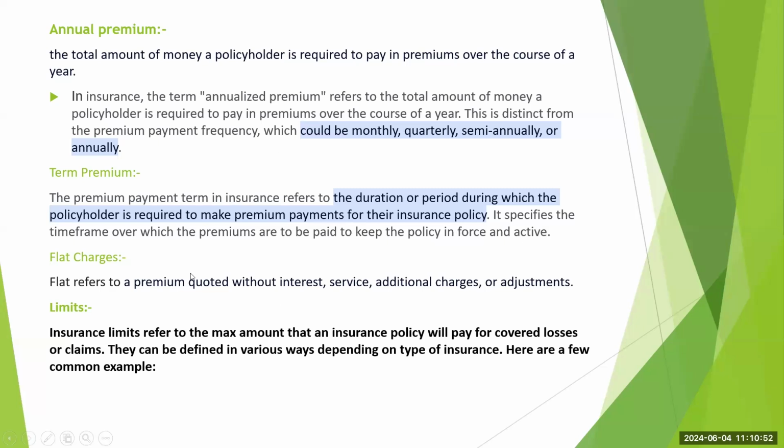Flat charges. Flat refers to the premium quoted without interest, services, additional charges, or adjustments. Limits. Insurance limit refers to the maximum amount that an individual insurance policy will pay for covered losses or claims. They can be defined in various ways depending on the type of insurance.